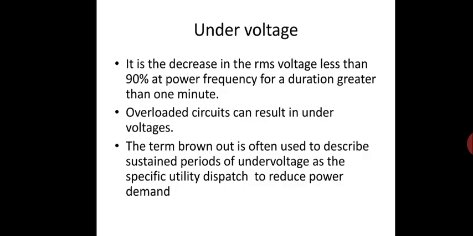So the main cause is that overloaded circuits can result in under voltages. The next one, the term brownout is often used to describe sustained periods of under voltage as the specific utility dispatched to reduce power demand. So it is the term described to reduce the power demand.